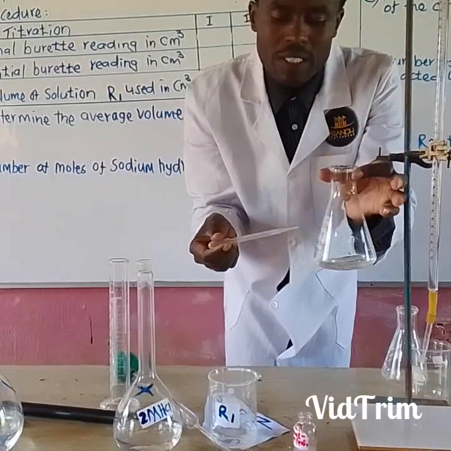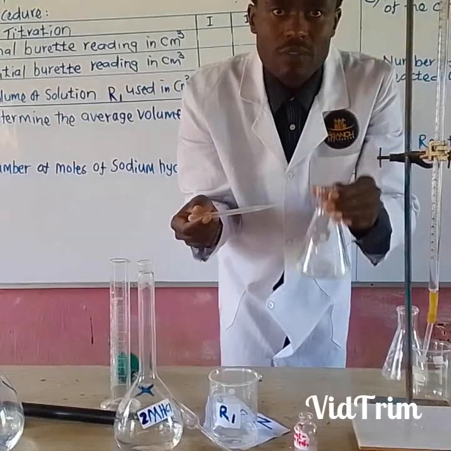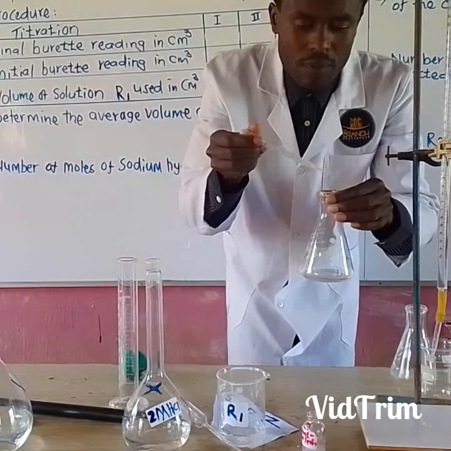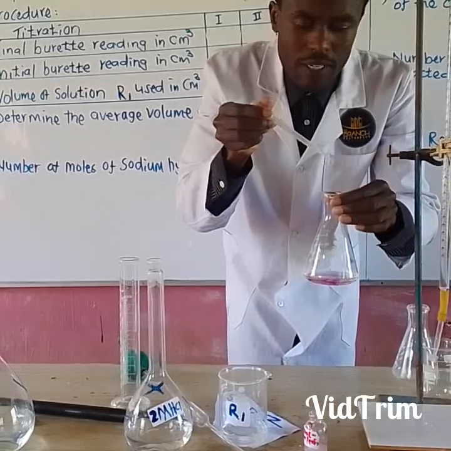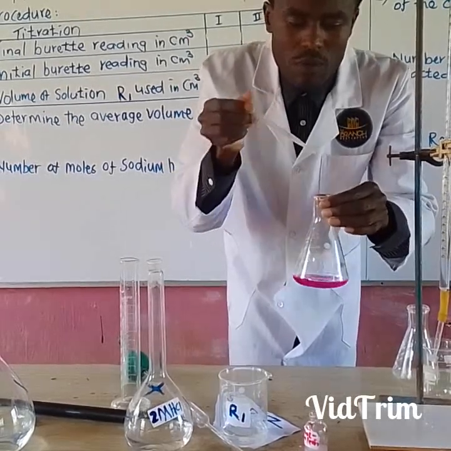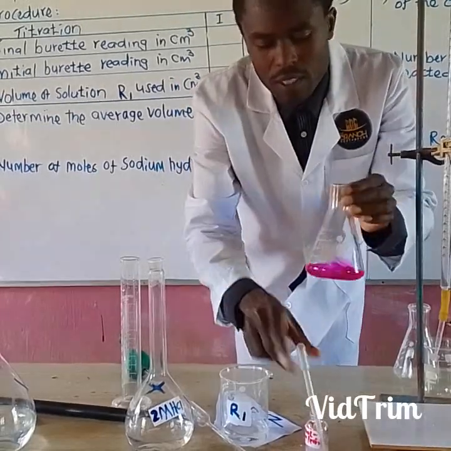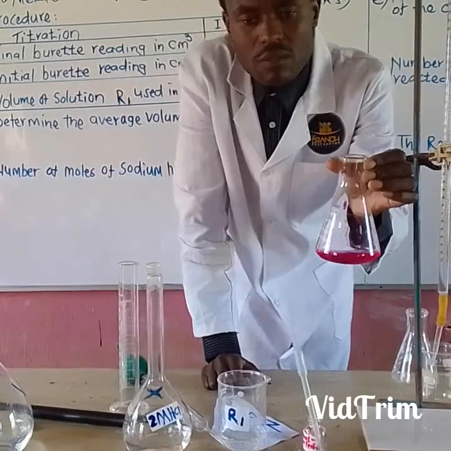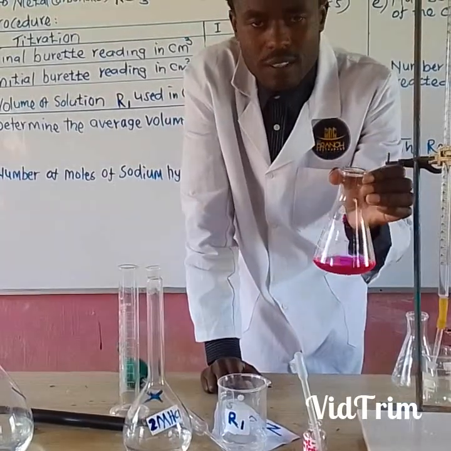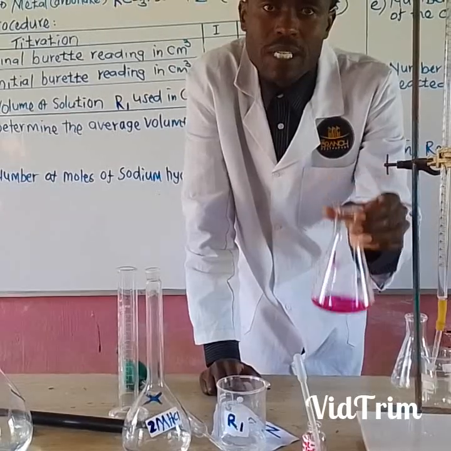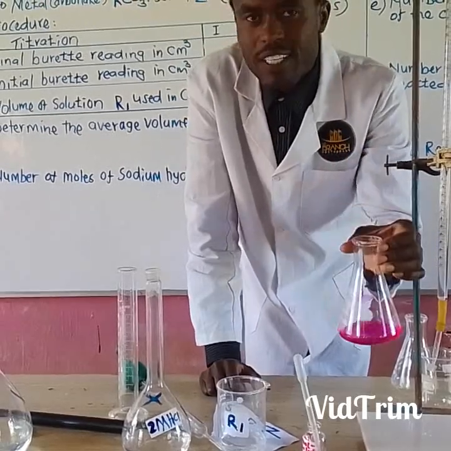Let me see what happens when I add phenolphthalein indicator, 3 drops. Let us go. 1, 2, 3. 3 drops. The color changes from colorless to pink. Is it okay? So it means the color of phenolphthalein indicator in a base is pink. We know that, isn't it?